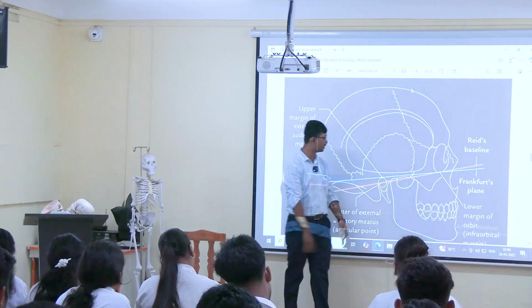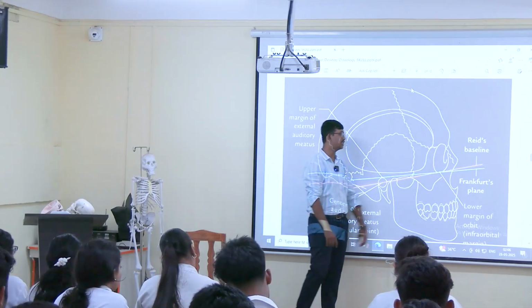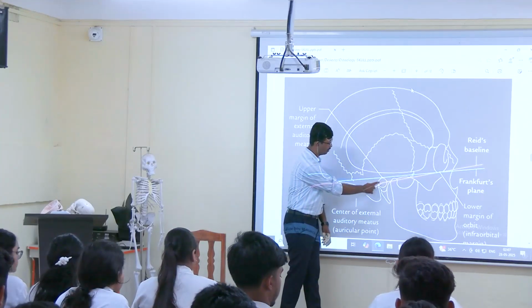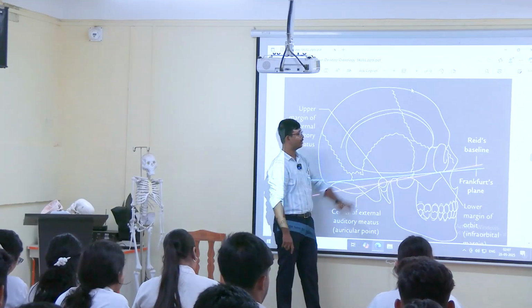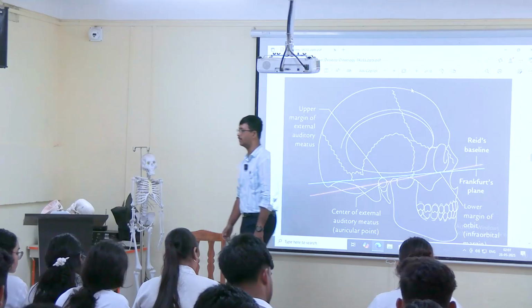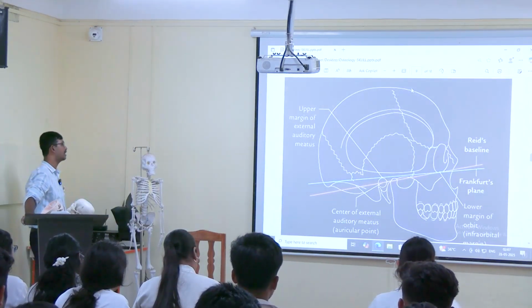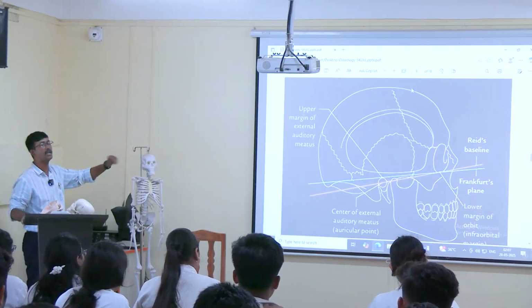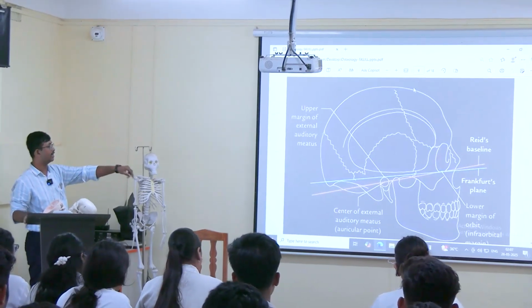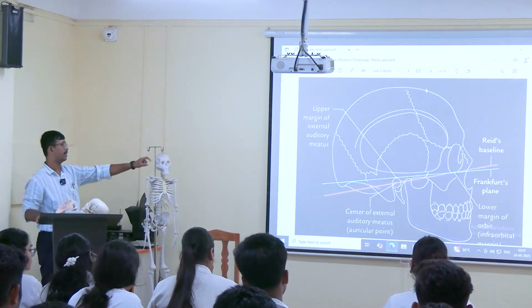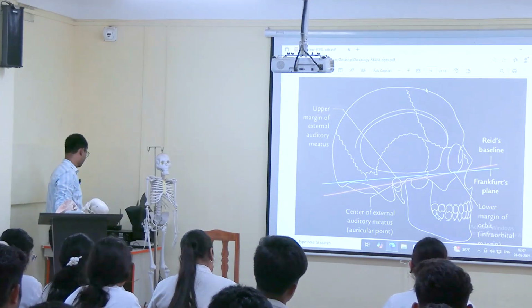And there is another imaginary line, the Riddle's line, that is passing through the middle part of the external auditory canal, but that is not of any significance from the point of view of anatomical position. The Frankfurt's line is the line that determines the anatomical position. That is the green line passing through the lower border of your orbit and the upper border of your ear canal.